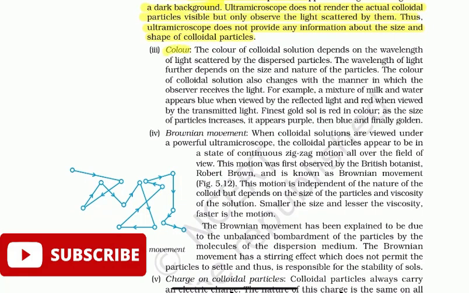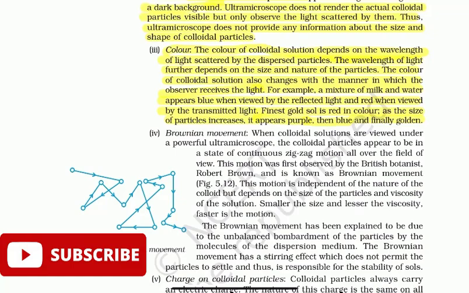Color. The color of a colloidal solution depends on the wavelength of light scattered by the dispersed particles. The wavelength of light further depends on the size and nature of the particles. The color of a colloidal solution also changes with the manner in which the observer receives the light. For example, a mixture of milk and water appears blue when viewed by reflected light and red when viewed by transmitted light. Finest gold sol is red in color. As the size of the particle increases, it appears purple, then blue, and finally golden.